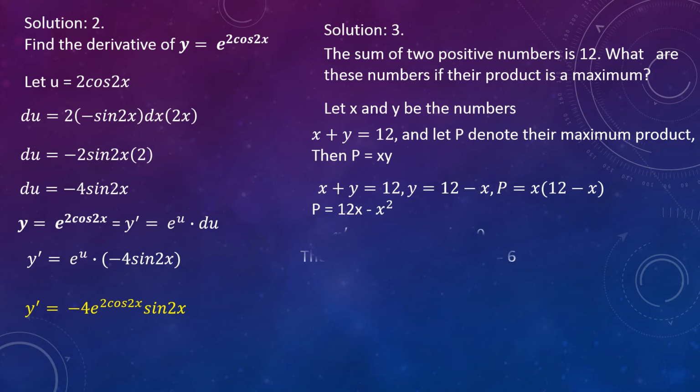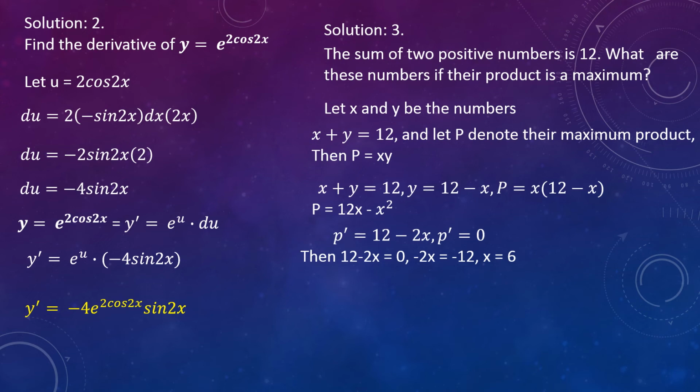Okay? At this time, we can now get the derivative of p. So to get the derivative of p, we have 12 minus 2x. Then after that, we can let p prime be equal to 0. So that 12 minus 2x is equal to 0. Then we have negative 2x is equal to negative 12. We transpose positive 12 to the other side to become negative 12. Then dividing both sides by negative 2, we get x is equal to positive 6.